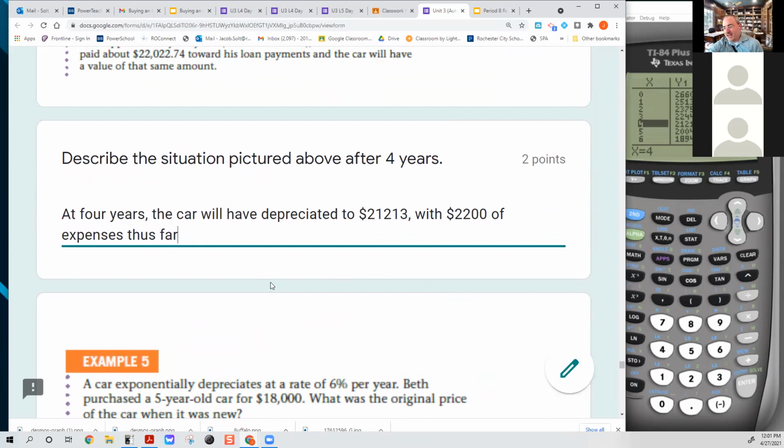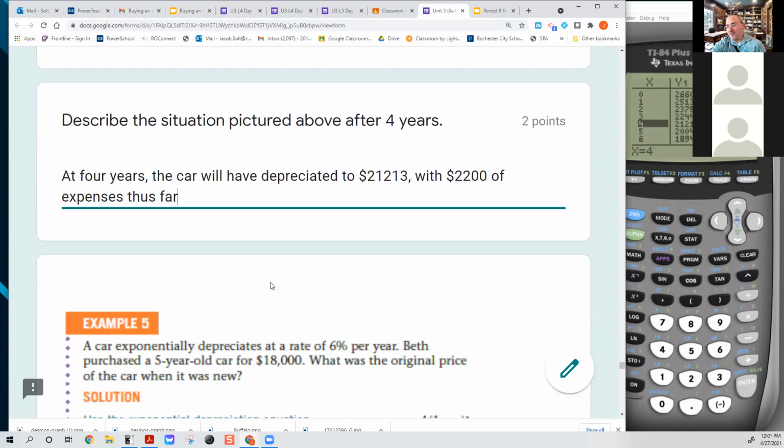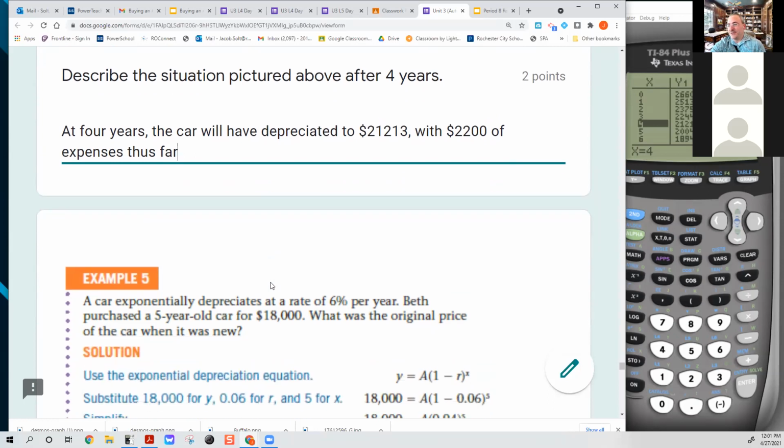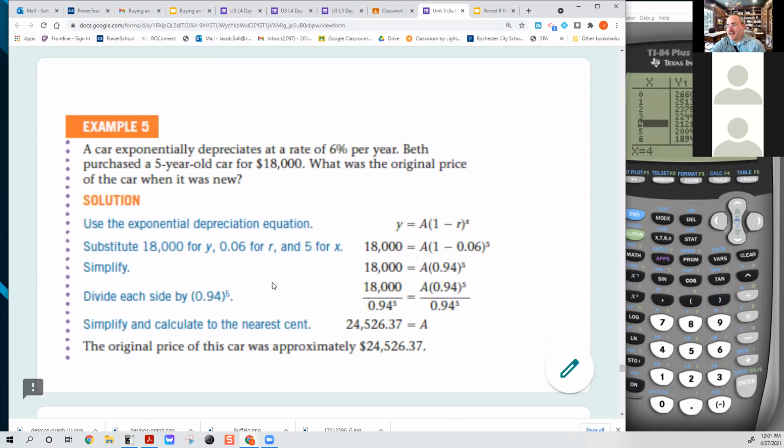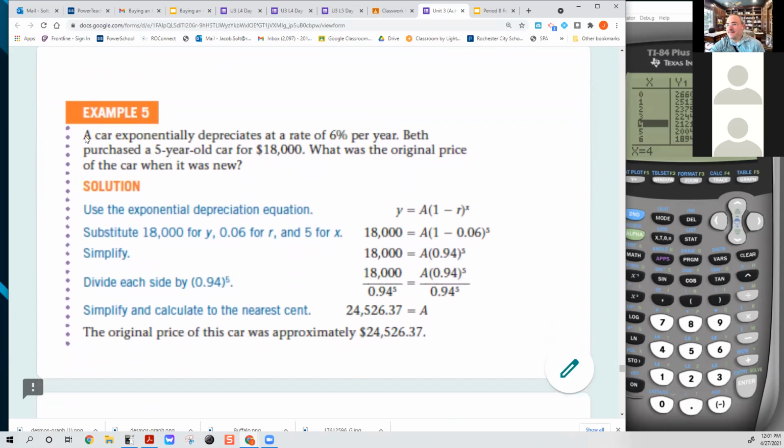Example 6, we are going to skip. I'm not going to worry about example 6 because it has to do with natural logs, and we just don't need those right now. Not in a COVID year. All right, example 5: a car exponentially depreciates at a rate of 6% per year. Beth purchased a 5-year-old car at $18,000. What was the original price of the car?